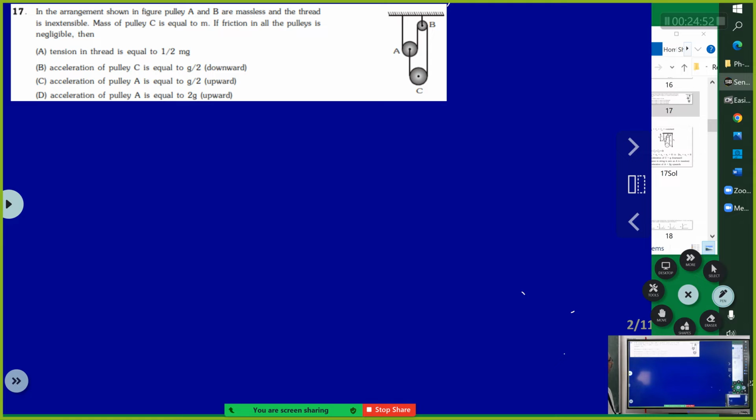Fully A and B are massless, only C is having mass here. Friction in the pulleys is negligible. Again, analyze it calmly, no hurry.